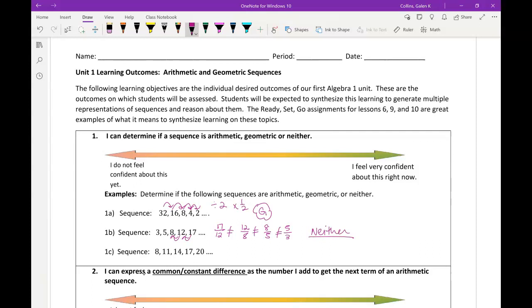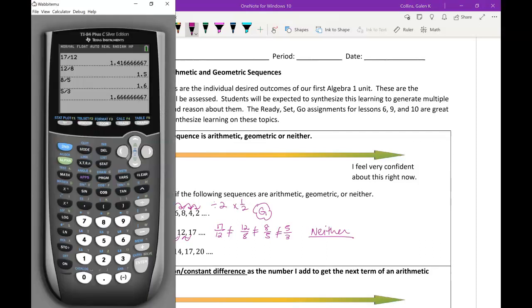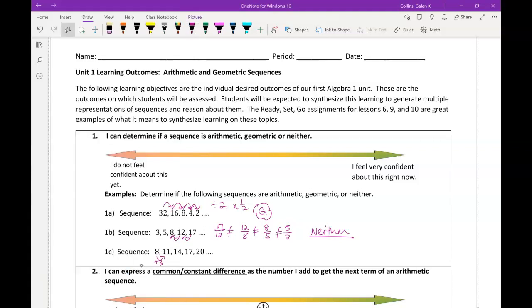All right, last sequence. Oh, this one looks nice. I know that 8 plus 3 is 11. And if I'm looking for what is hopefully a common difference, I want to subtract, right? That's why we call it a difference. It's a difference from one term to the previous term. So 11 minus 8 is 3. I could subtract backwards or I could add forwards. 11 plus 3 is 14, and when I add 3 to that, I get 17. And when I add 3 to that, I get 20. So I'm going to say this is arithmetic with a common difference or constant difference of 3.